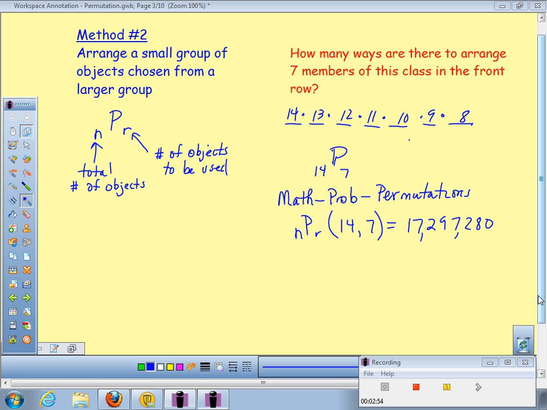So when you're reading a problem that's wanting permutations or patterns, you're going to have to decide: do they want me to do all the objects? Do they want me to pick just a small group from the larger group? Or there are two special cases.